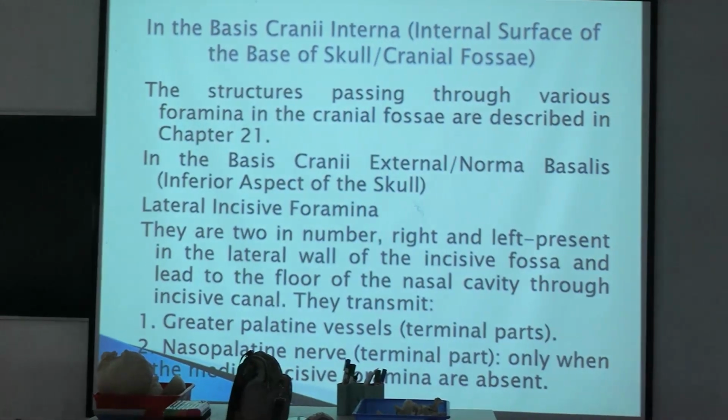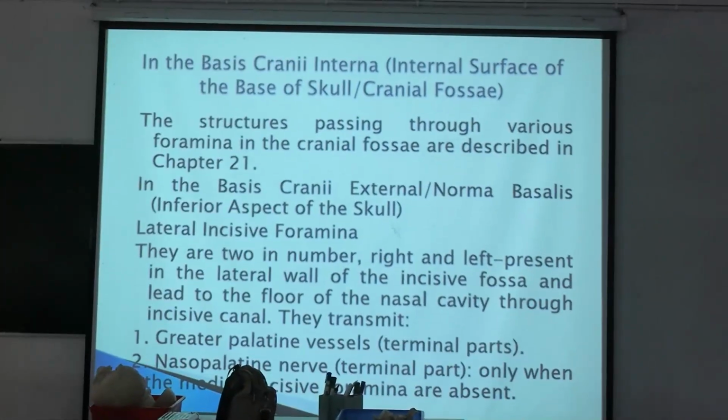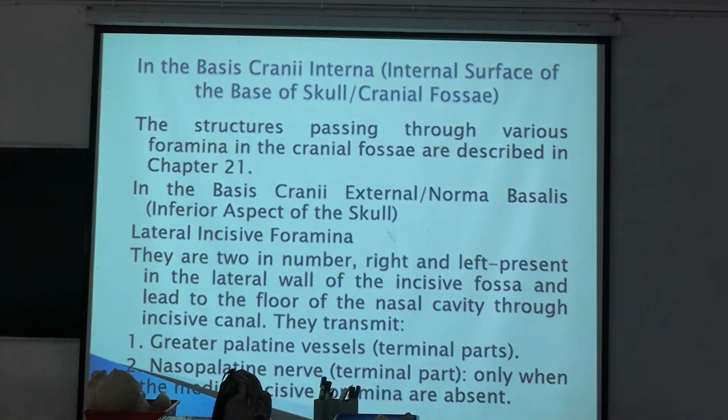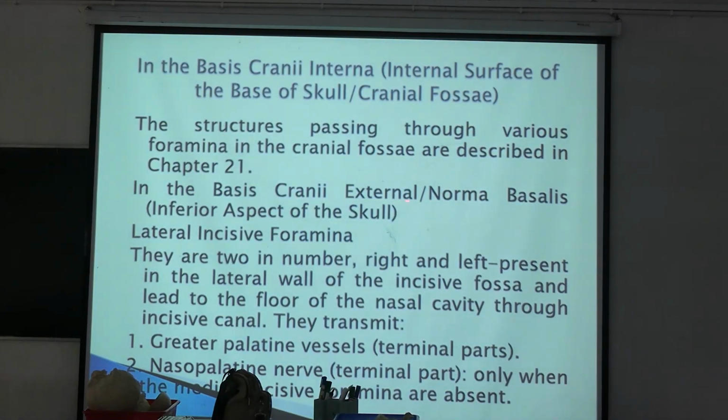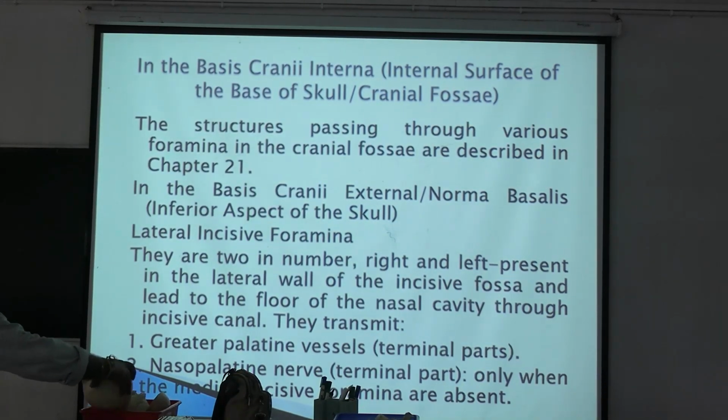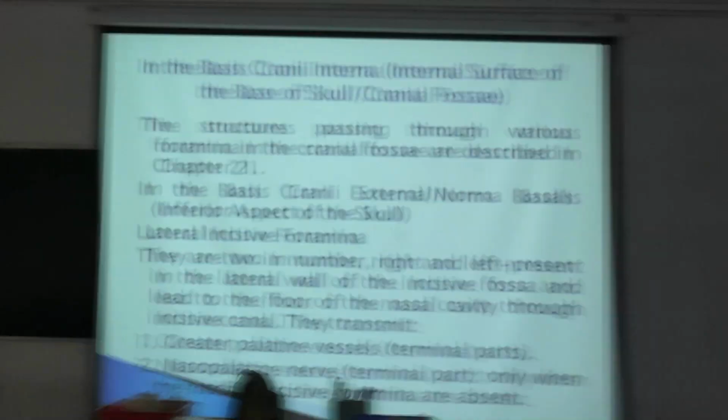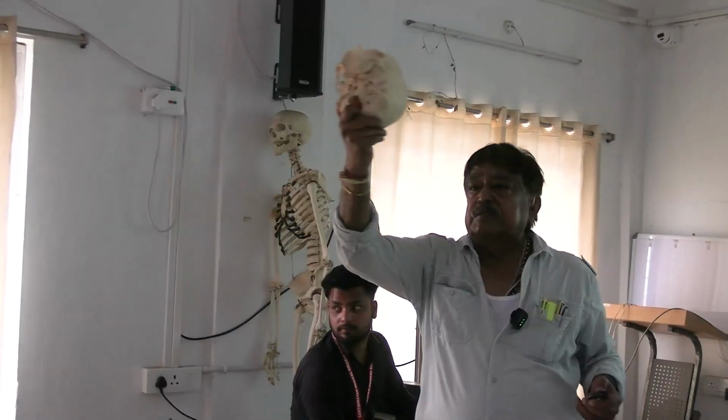In the basis cranii interna, the internal surface of the base of the skull, the cranial fossa. The structures passing through various foramina in the cranial fossa are described in chapter 21. In the basis cranii externa, norma basalis, the inferior aspect of the skull. The inferior aspect of the skull is this.